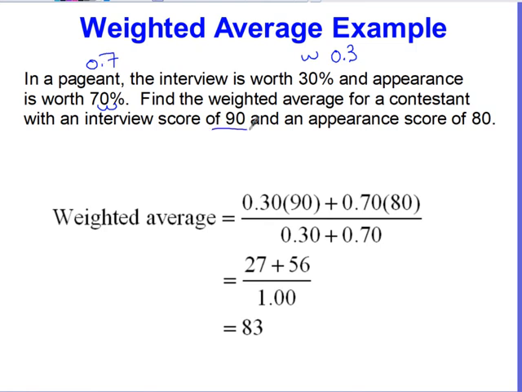So we'll take the score of 90, multiply by its weight. We'll take the score of 80 and multiply it by its weight, and then add together. So 27, 56, that all together gets you 83. The two weights combined gives you 1, so you're basically dividing by 1. So your weighted average would be 83.